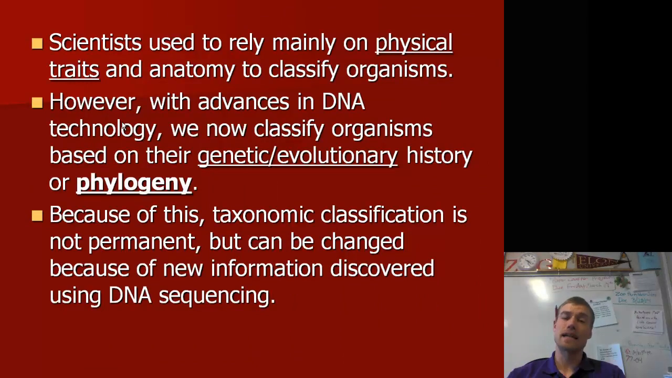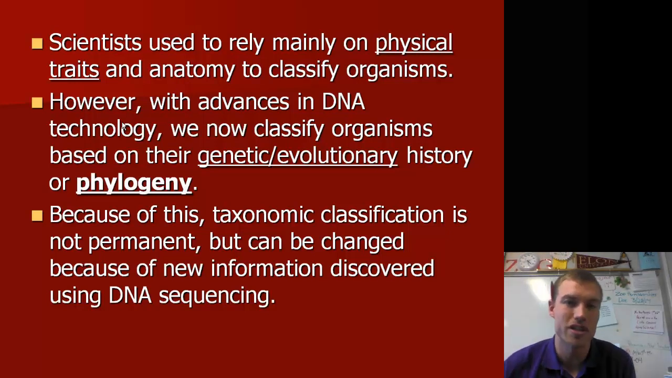Now, scientists used to only rely on physical traits and anatomy in order to classify organisms. So they would look at the outside as well as internal anatomy, skeletal structures, all those kinds of things. However, with advances in DNA technology, we can now classify organisms based on their genetic or evolutionary history, or another fancy term for that is phylogeny. So because of this, taxonomic classification is not permanent. It's constantly changing as new information is discovered through DNA sequencing. It is not a fixed system.